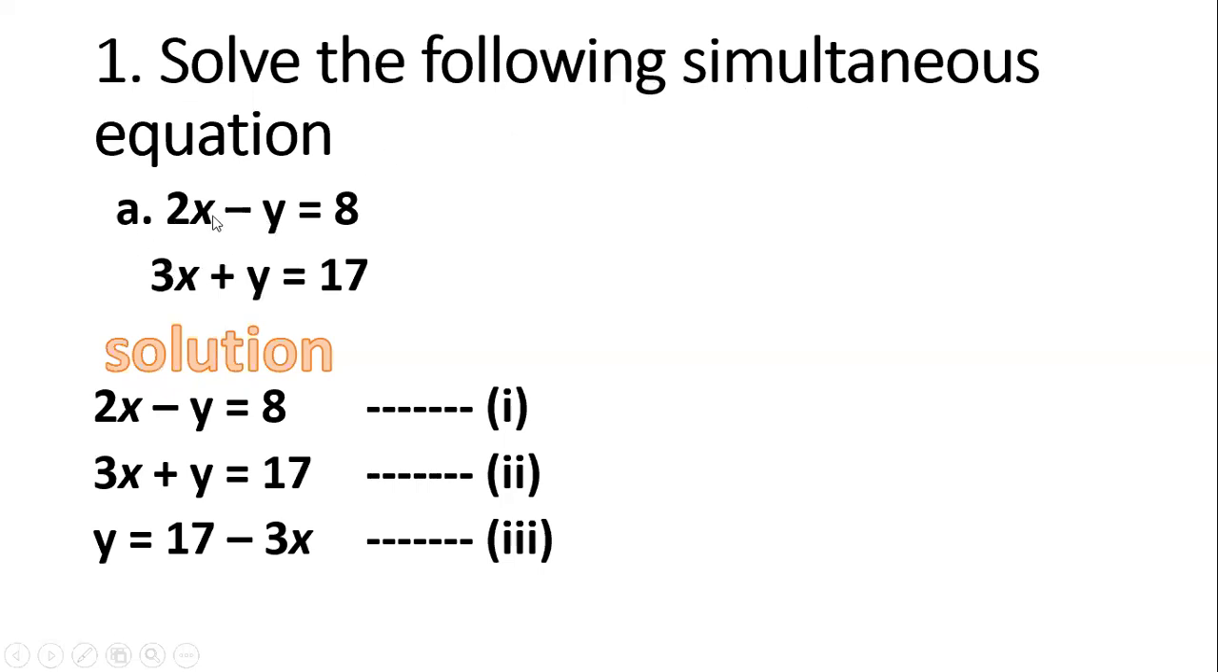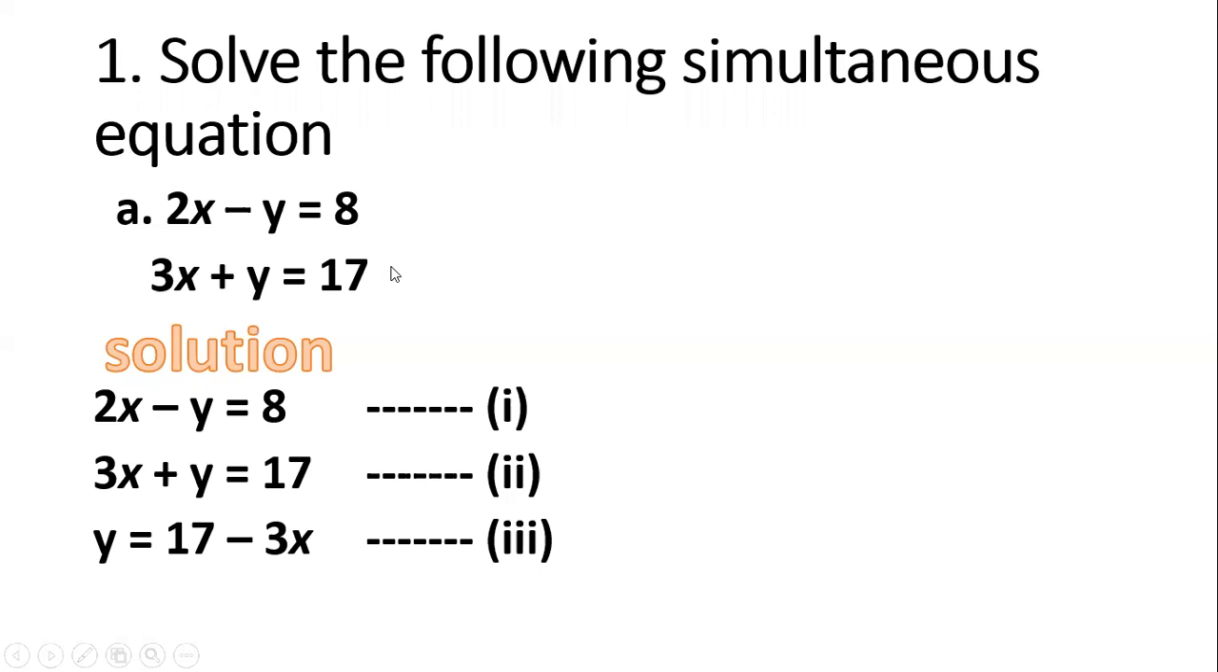A, 2x minus y equals 8. 3x plus y equals 17. So we are using the substitution method. The coefficient of y here is -1. The coefficient of y in the second equation is 1. So with that, we can make one of them the subject of the formula. So we try to make y the subject of the formula in equation 2 so that we can substitute that for y in equation 1.